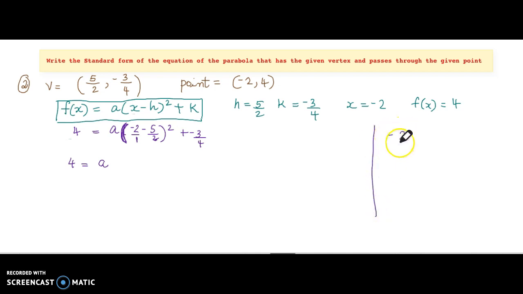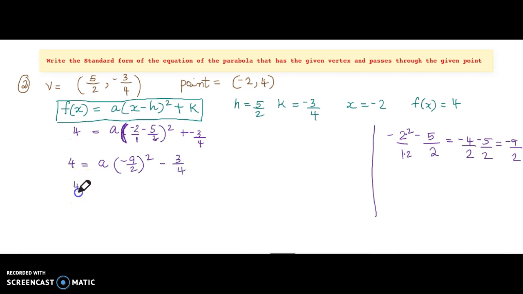Negative 2 minus 5 over 2. So this denominator, we know it's 1. To make the denominator the same, I'm going to multiply the numerator and the denominator by 2. So we get negative 2 times 2 as negative 4 over 2 minus 5 over 2. Combining the numerators, we have negative 9 over 2. So this parenthesis becomes negative 9 over 2 the whole square. This plus and minus becomes minus 3 over 4.